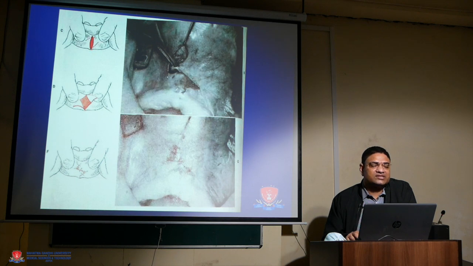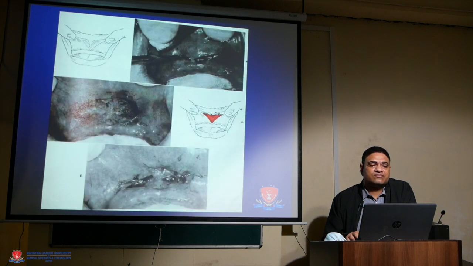Again a diagrammatic presentation for the Z-plasty, giving the incision in a Z pattern and closing the two wings as shown in the picture.